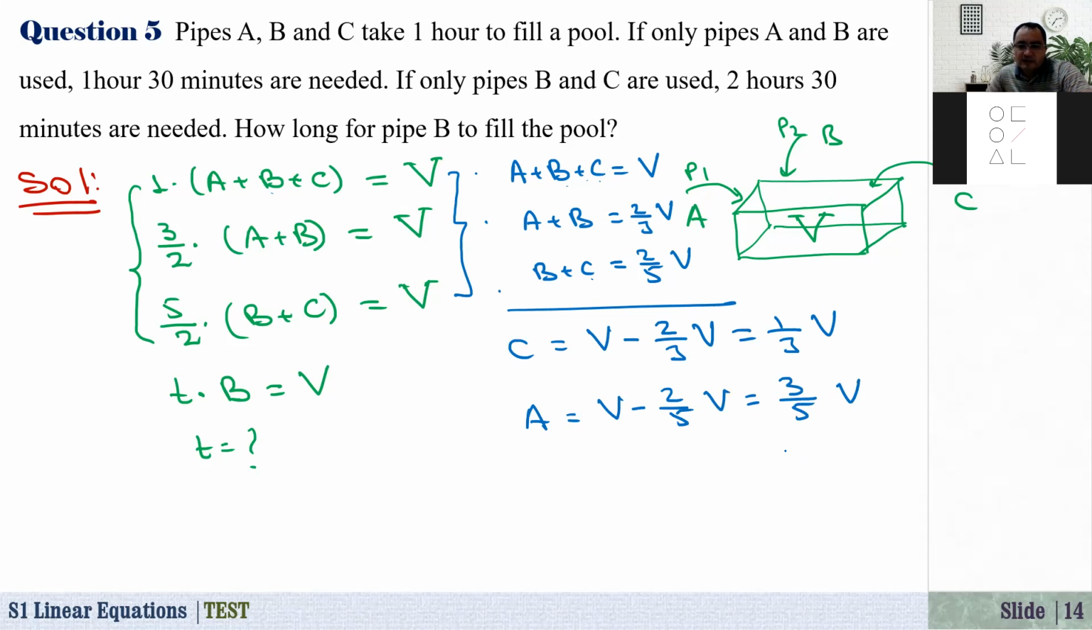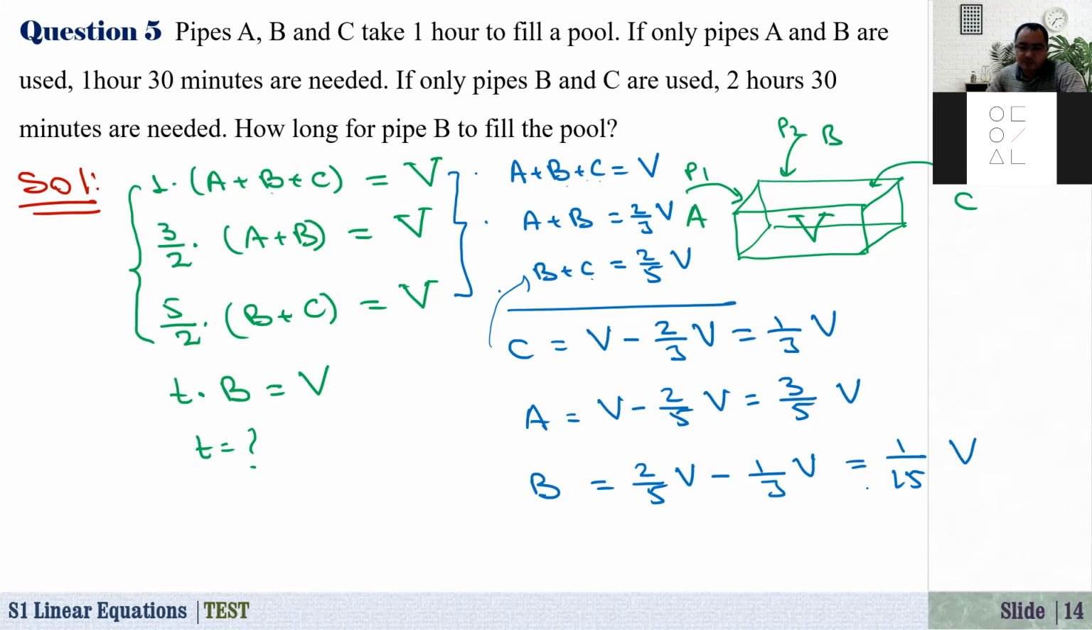So now we can find B. We found C, right? So we need to find B. What is B here? B equals 2/5 V minus C. And C is 1/3 V, so it is 2/5 minus 1/3. 3 times 2 is 6, and 5 times 1 is 5, so 6 minus 5 is 1, over 15. And here we have V, right?